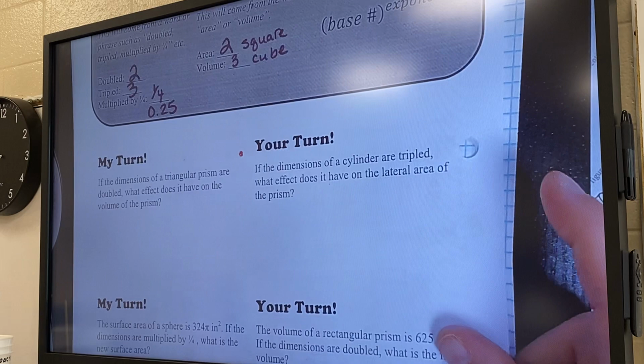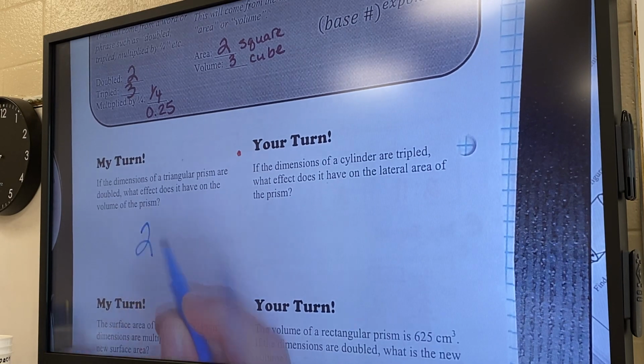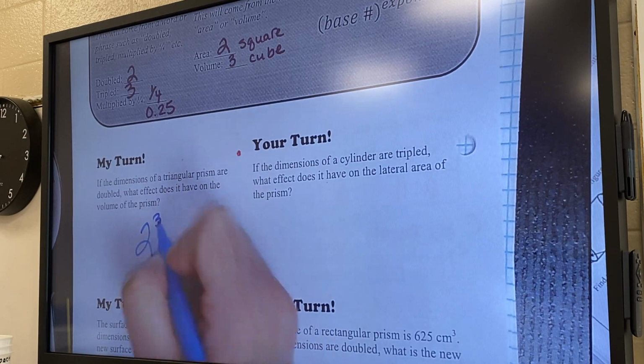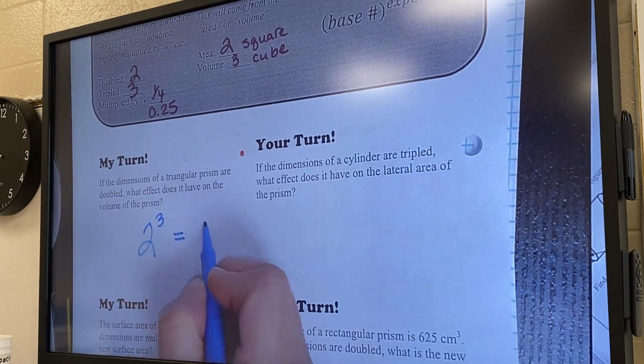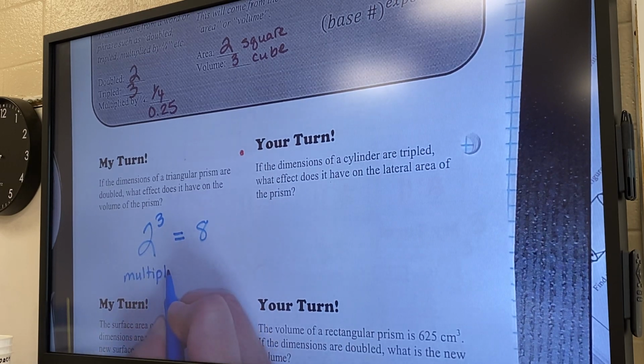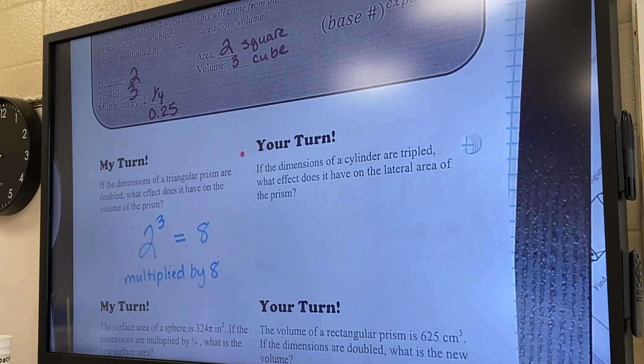Alright, so let's look here. It says, if the dimensions of a triangle are doubled, what effect does it have on the volume? Doubled means my base is 2. Volume means my exponent is 3. So 2 to the third is 8. So you would multiply it by 8. How easy is that? Y'all do the next one.